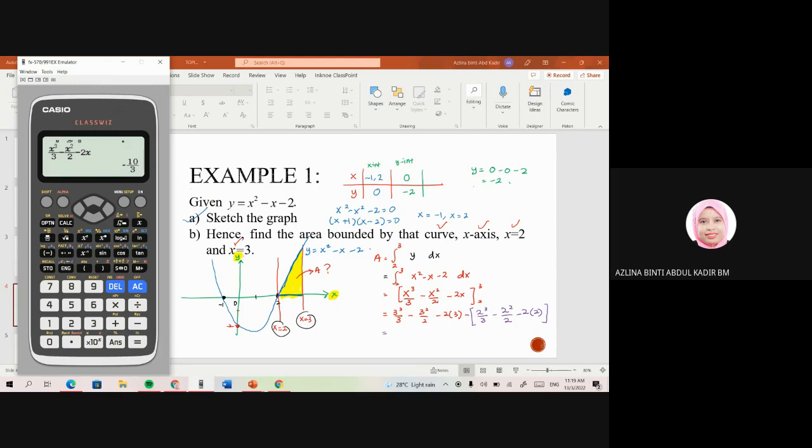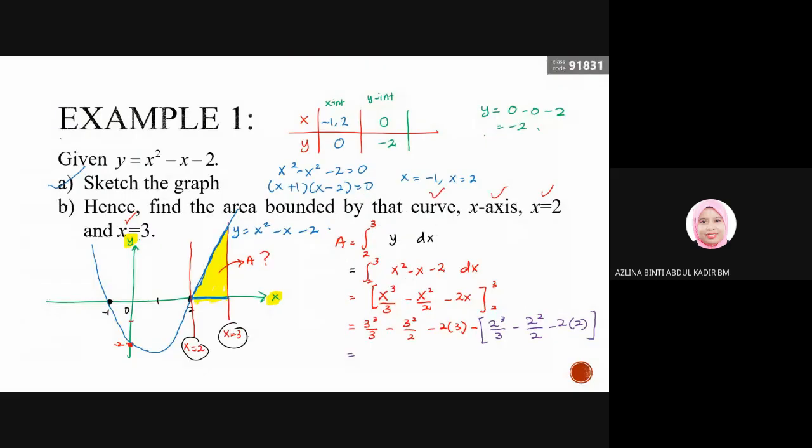So write it manually. Here, negative 3 over 2 minus negative 10 over 3. So press your calculator correctly. What do you get? 11 over 6 unit square. So the answer is 11 over 6 unit square. Area, what is its unit? Square, right? Unit square. Okay, can you understand?